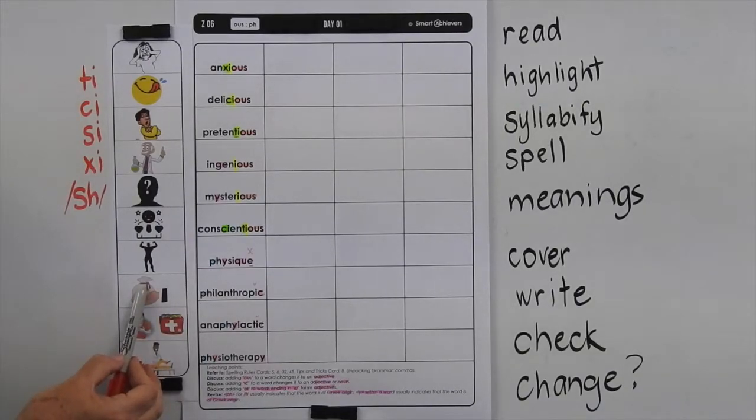Philanthropic means promoting the welfare of others, means you're very generous. Anaphylactic is a dangerous allergic reaction to something eaten or touched. And physiotherapy is the treatment of an injury by physical methods such as massage, heat, and exercise.